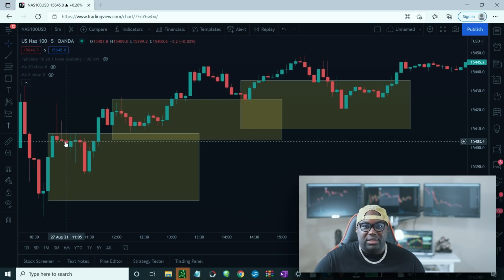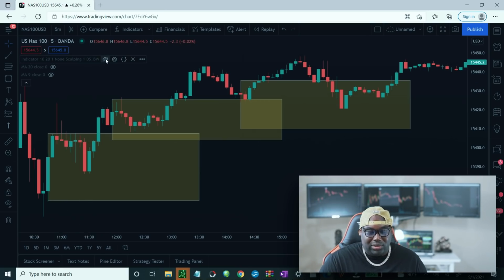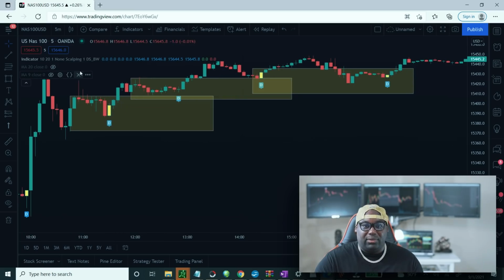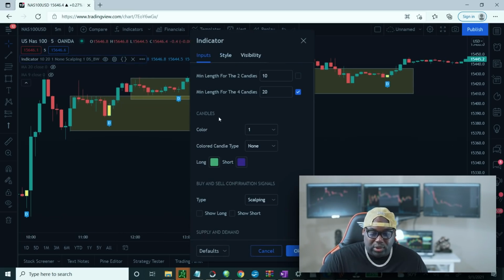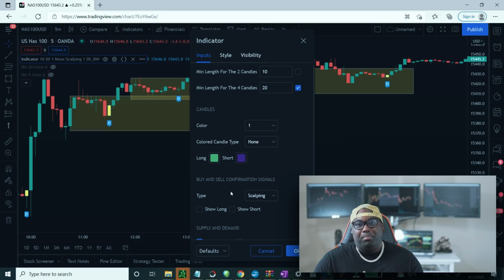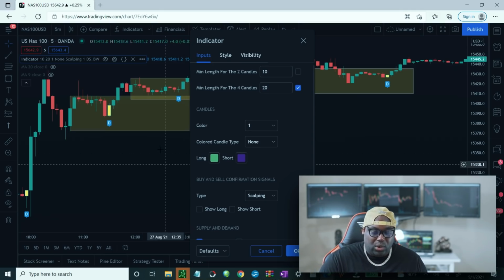All right, so let me show you guys some more features. So let me turn on the demand level right here. Now this indicator right here is the updated version. So let me show you guys real quick. You can actually look for buy and sell confirmation. So we going up.